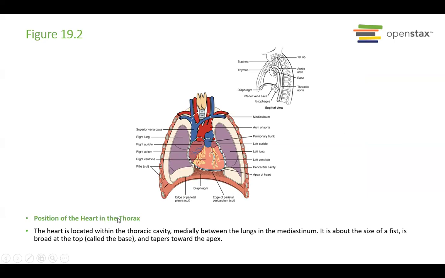The position of the heart is found in the thorax, in the mediastinum. The heart is located within the thoracic cavity, not the abdominal cavity. So a simple question would be, where do we find the heart? The thoracic cavity, the abdominal cavity, the pelvic cavity? Where do we find it? Somebody puts the heart in the pelvic cavity.